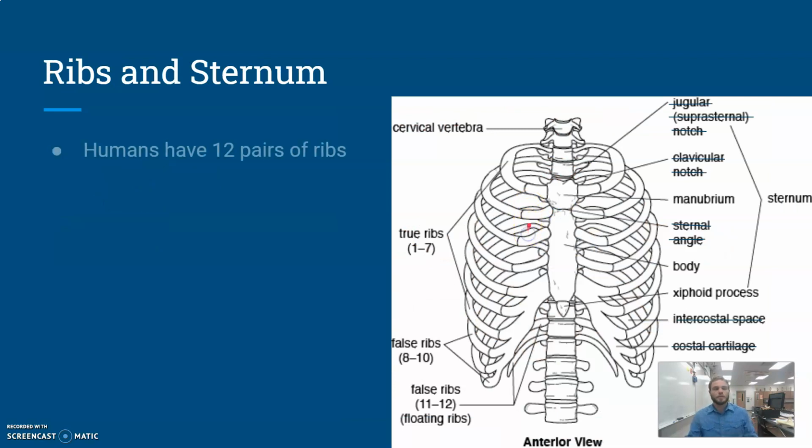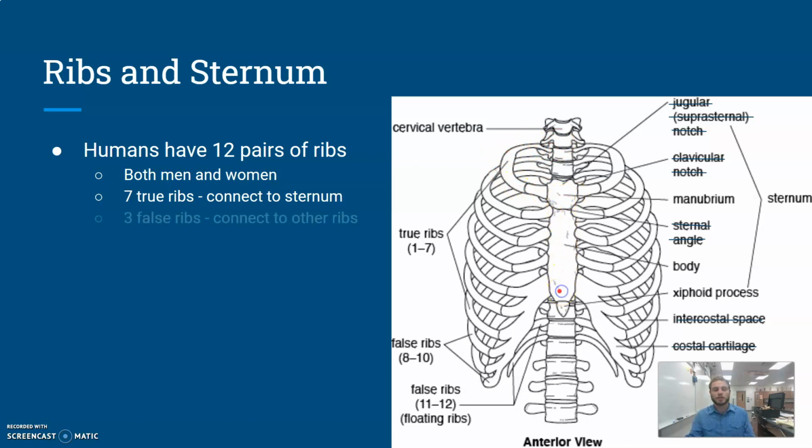Moving on to your ribs and sternum. Humans have 12 pairs of ribs. This is applicable to both men and women. There are 7 true ribs. The reason we call them true ribs is because they originate from the thoracic region of your vertebra, and they do connect to the sternum.